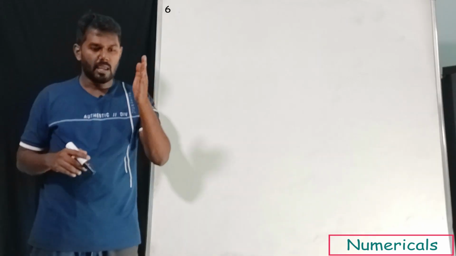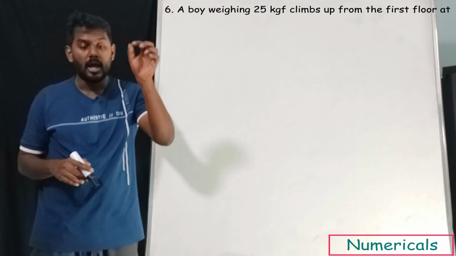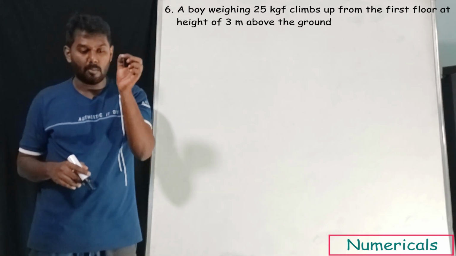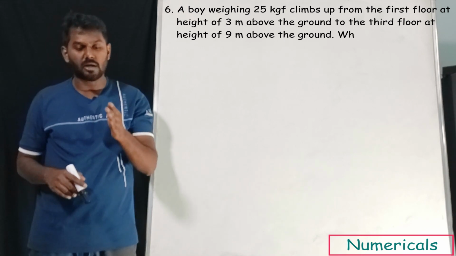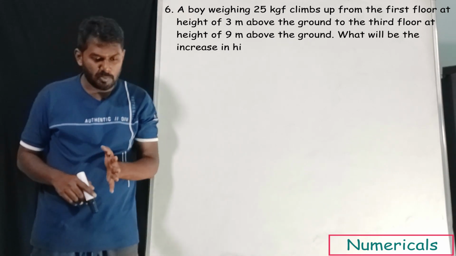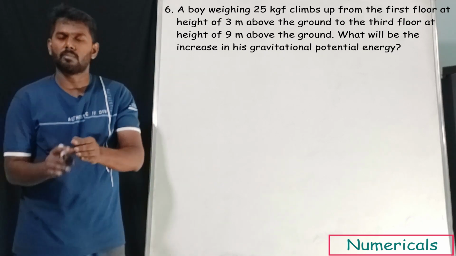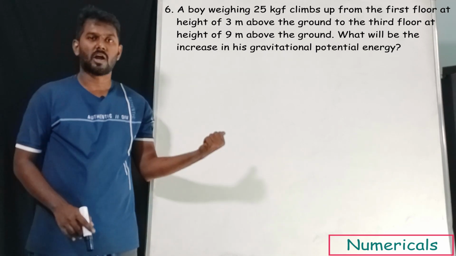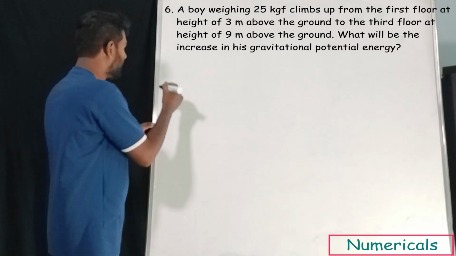Question number 6. A boy weighing 25 kg climbs up from the first floor at a height 3 meter above the ground to the third floor at a height 9 meter above the ground. What will be the increase in his gravitational potential energy? Little confusing but very easy question because we have solved one question like this, correct? So first we will write the given data.